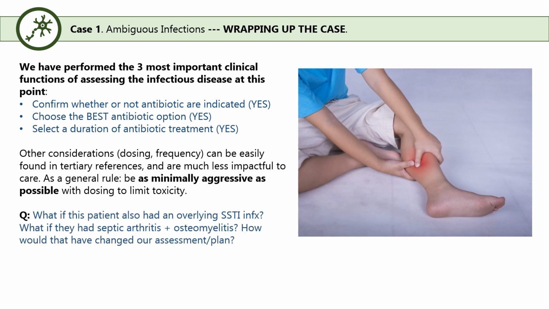The key learning point in this case is to clarify initially ambiguous and vague presentations in order to choose the best treatment. For example, if we had inappropriately considered this an SSTI or septic arthritis, we would have treated differently. For academic sake, consider, what if this patient also had an overlying cellulitis? Or what if they had both septic arthritis and osteomyelitis in this case? How would that have changed our plan?